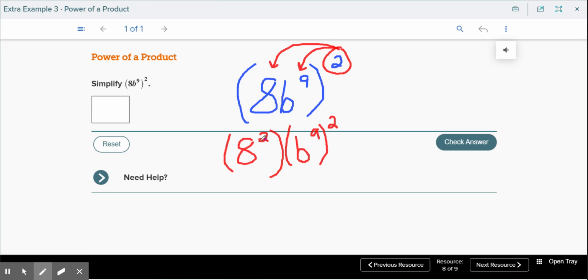8 squared, again, this means repeated multiplication. So this is 8 multiplied by itself twice. So 8 times 8. And 8 times 8 gives us a new coefficient of 64. And then we have b to the ninth to the second. So again, just like our multiplication and division problems and the ones we've looked at so far today, that base number always stays the same. So this is still b. And our power of a power, we multiply our exponents, and this becomes 64b to the 18th.